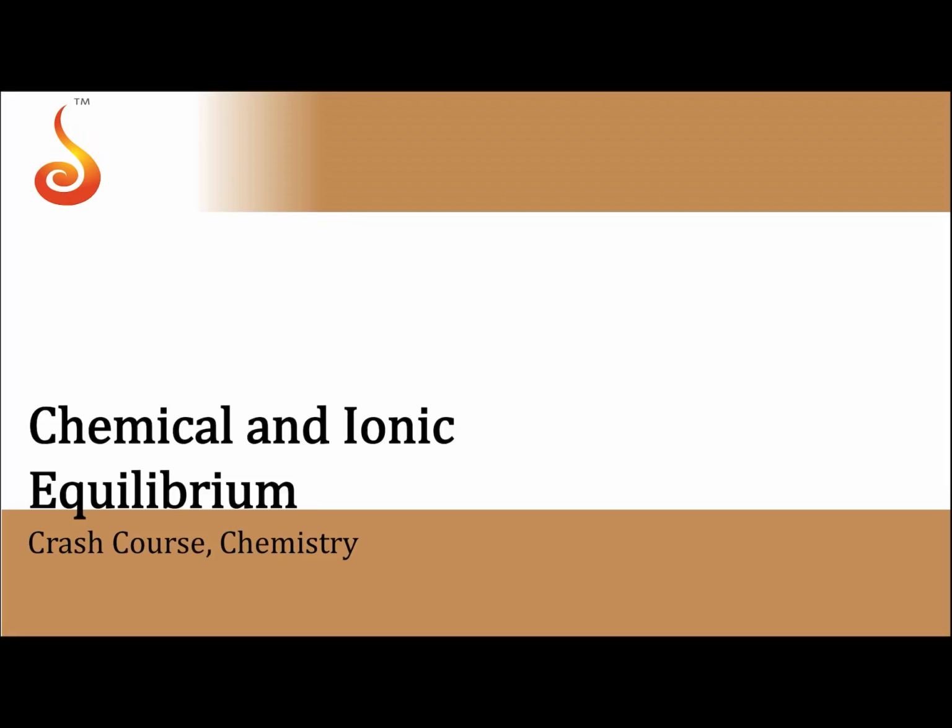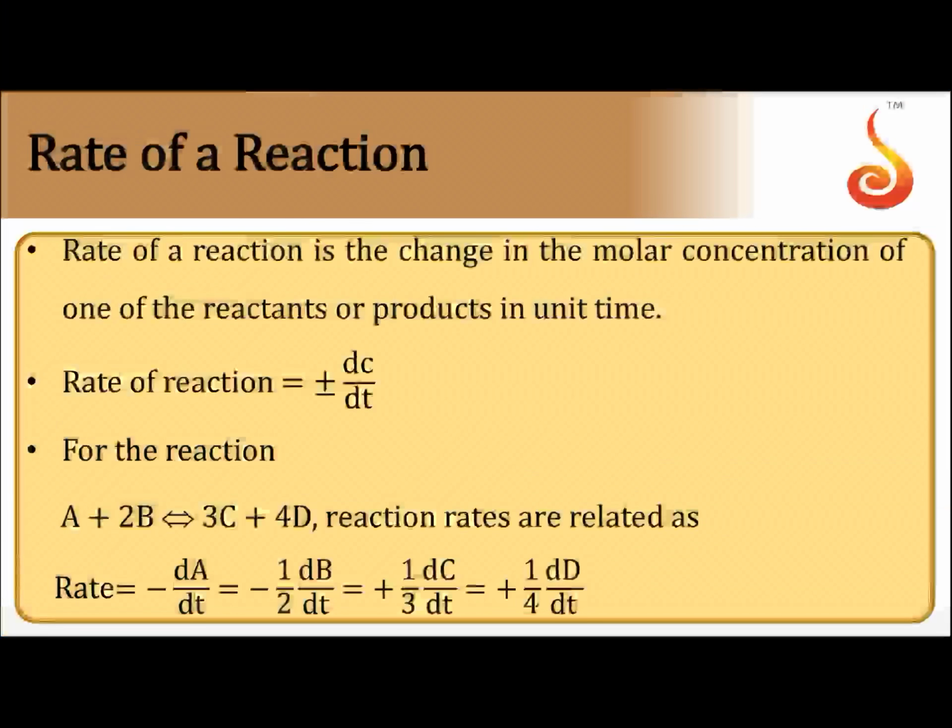Today, we are going to discuss one of the most important topics in first year chemistry, that is, chemical and ionic equilibrium. Let us start with the definition of rate of reaction. Rate of reaction is the change in the molar concentration of one of the reactants or products per unit time. So change in the concentration of one of the products or reactants per unit time is called rate of reaction.